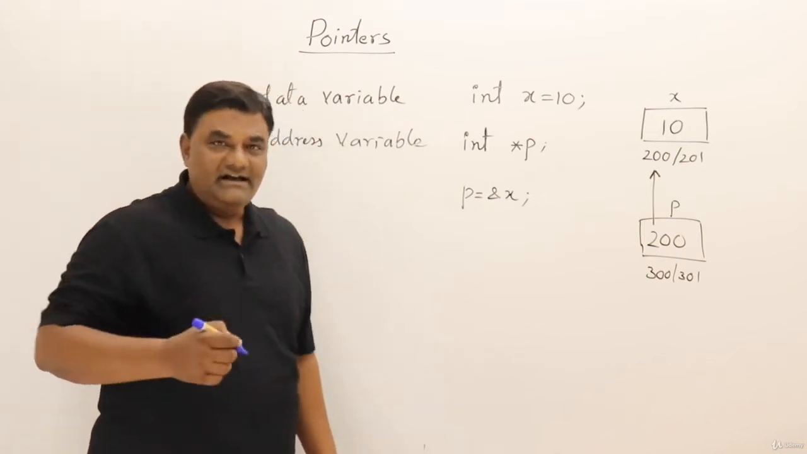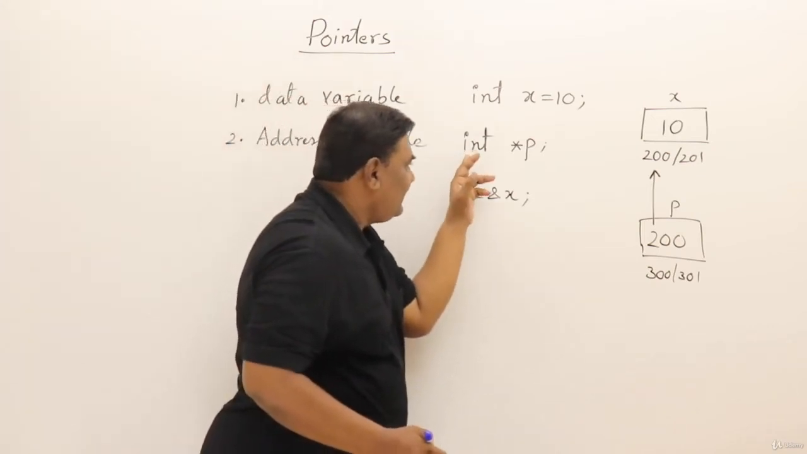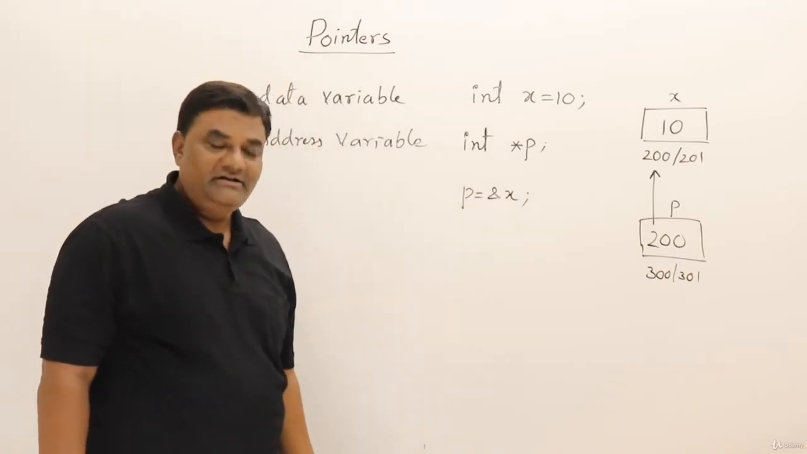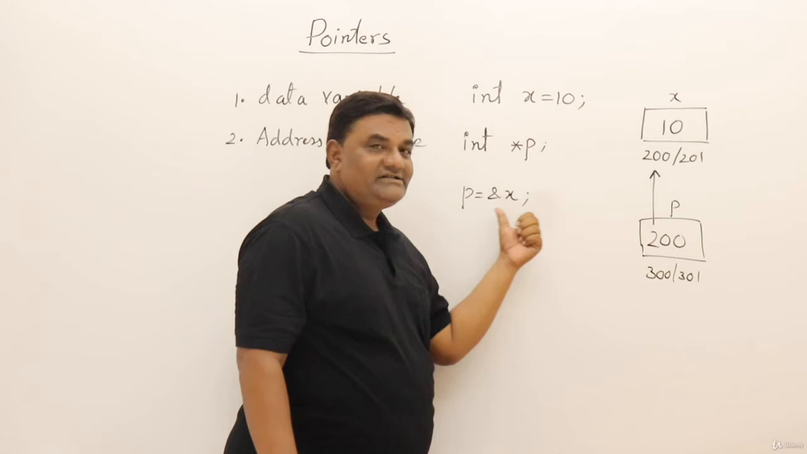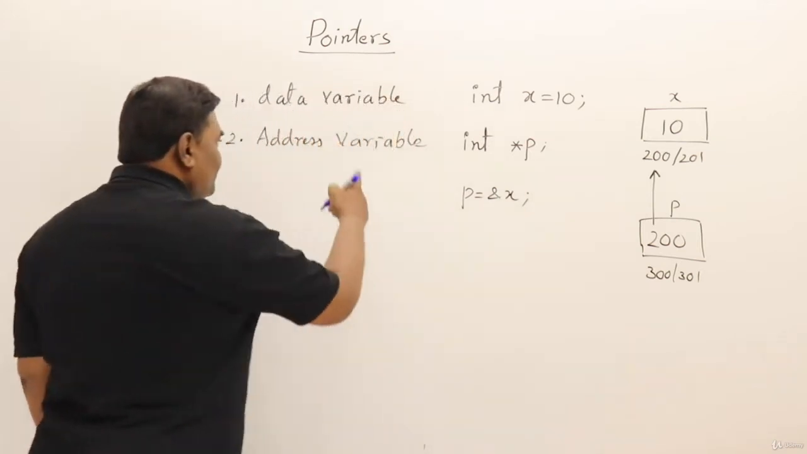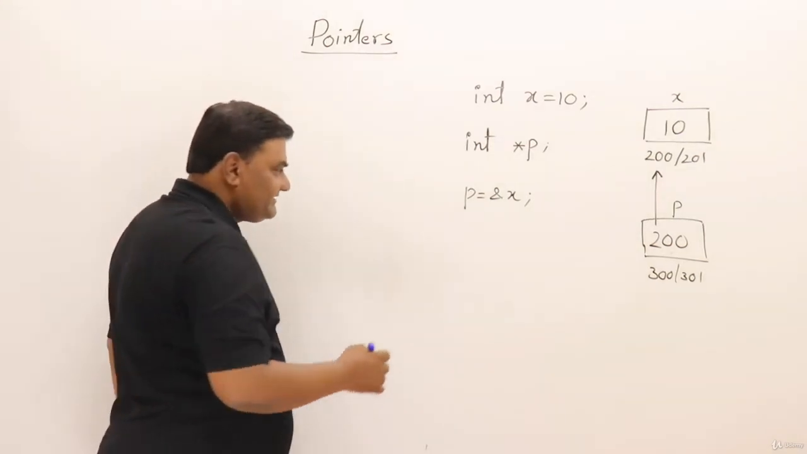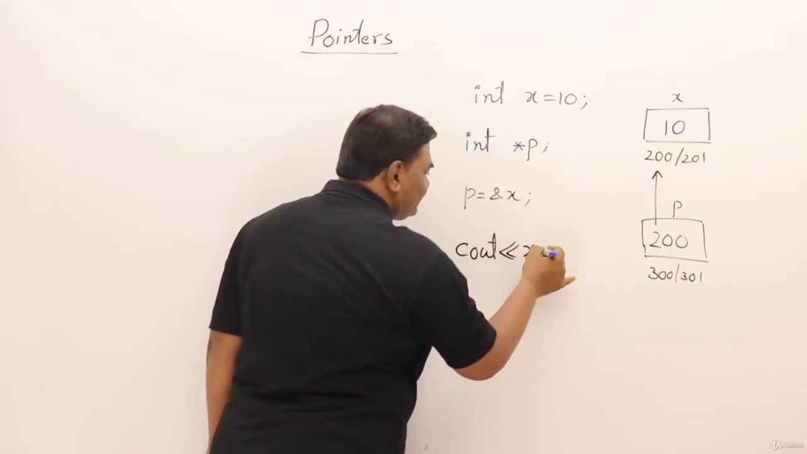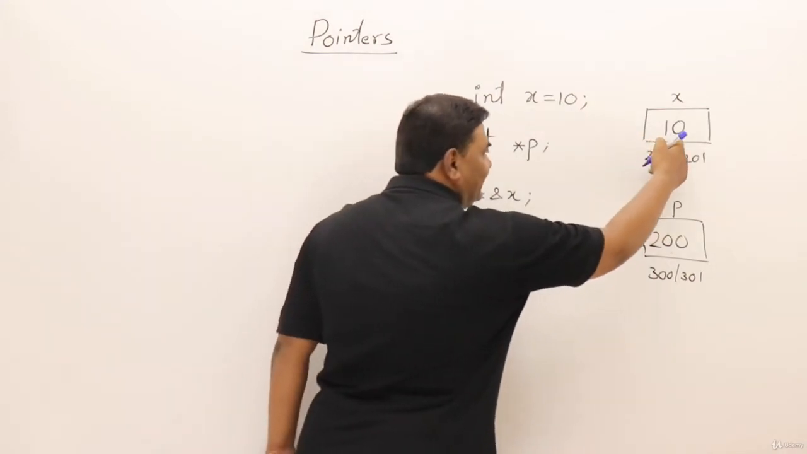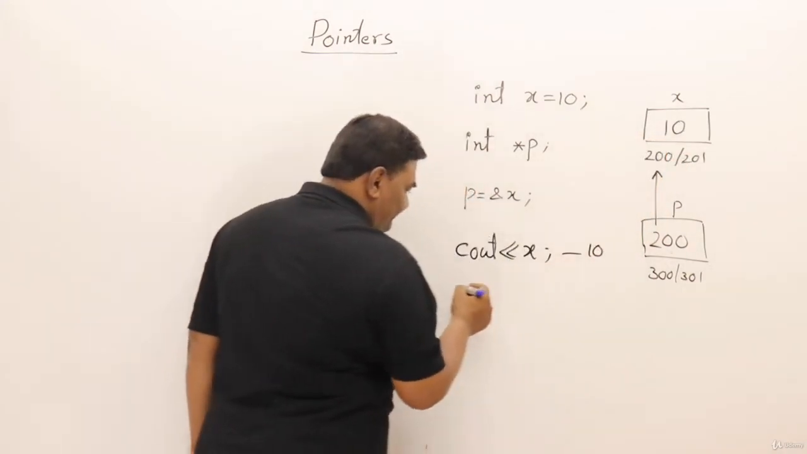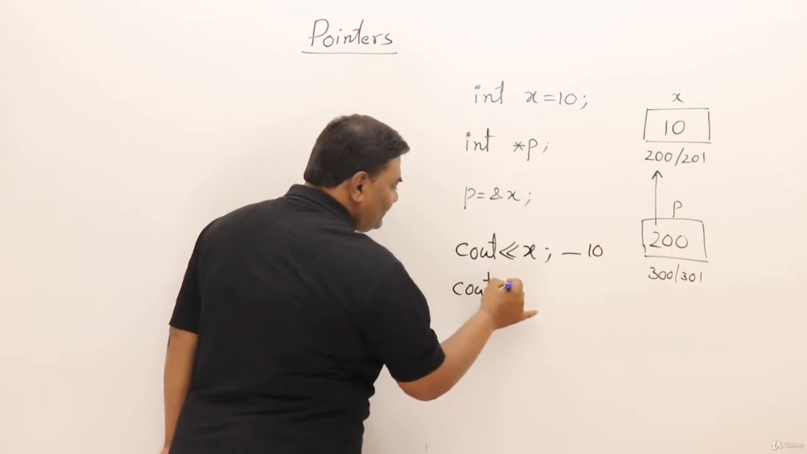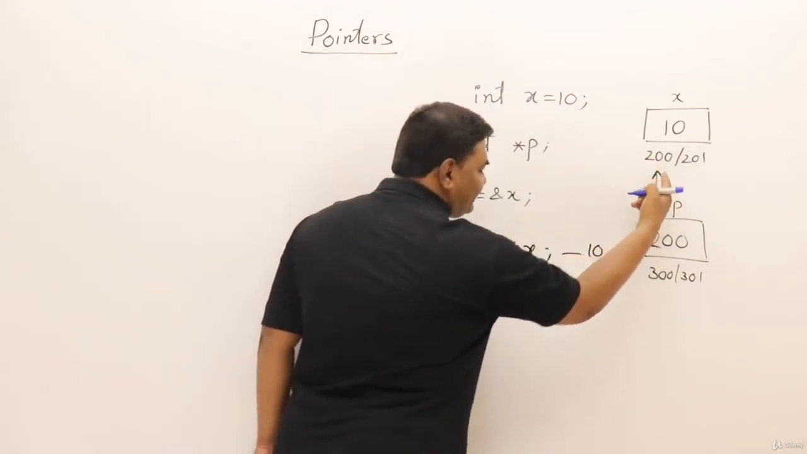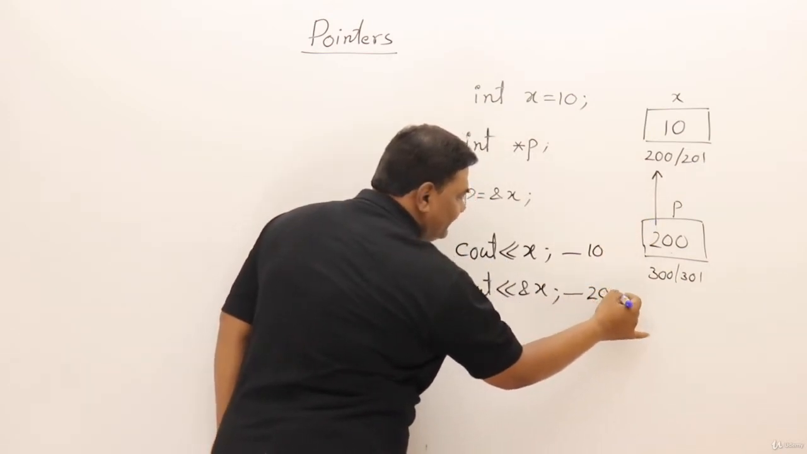Now let us see the syntax. If I write asterisk p, this is the declaration of an address variable, that is, a pointer. And this is the initialization of a pointer variable. So I'll remove this and write some display statements here. Let us see. I will say cout x. So x is containing 10, so 10 will be displayed. Then I will say cout ampersand x. It means the address of x, that is 200, so 200 will be displayed.